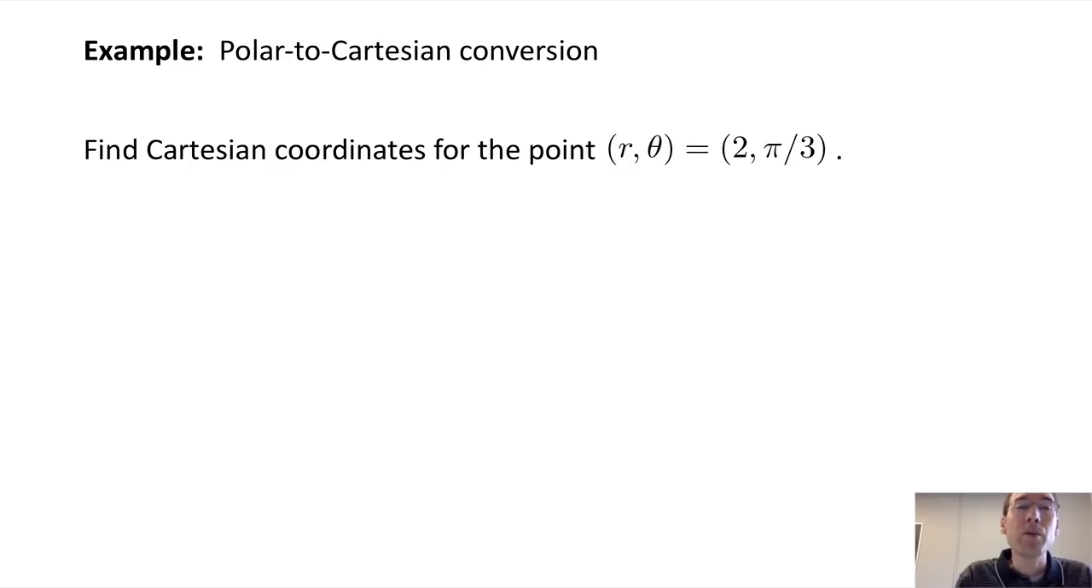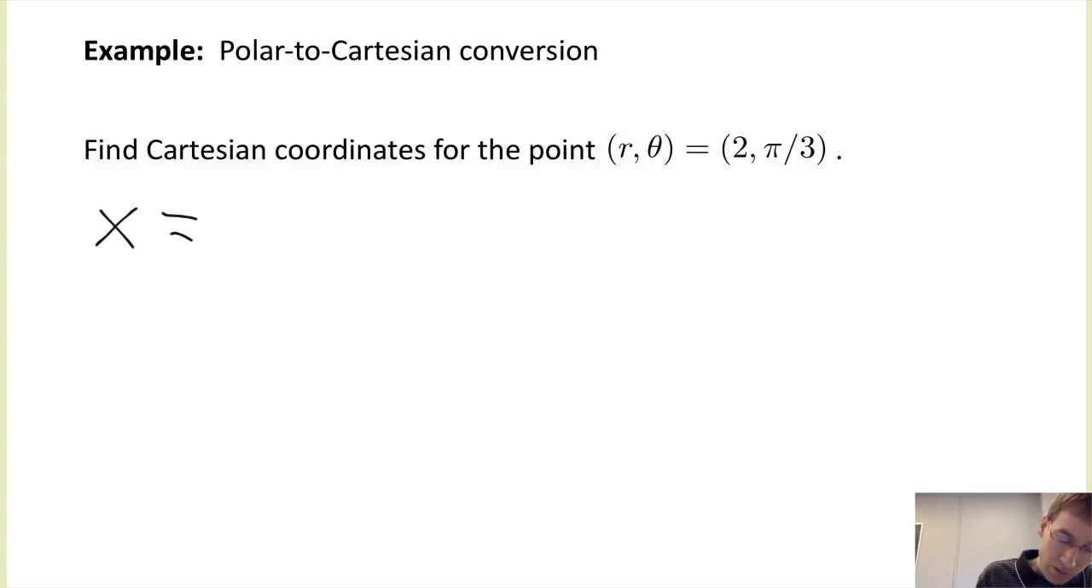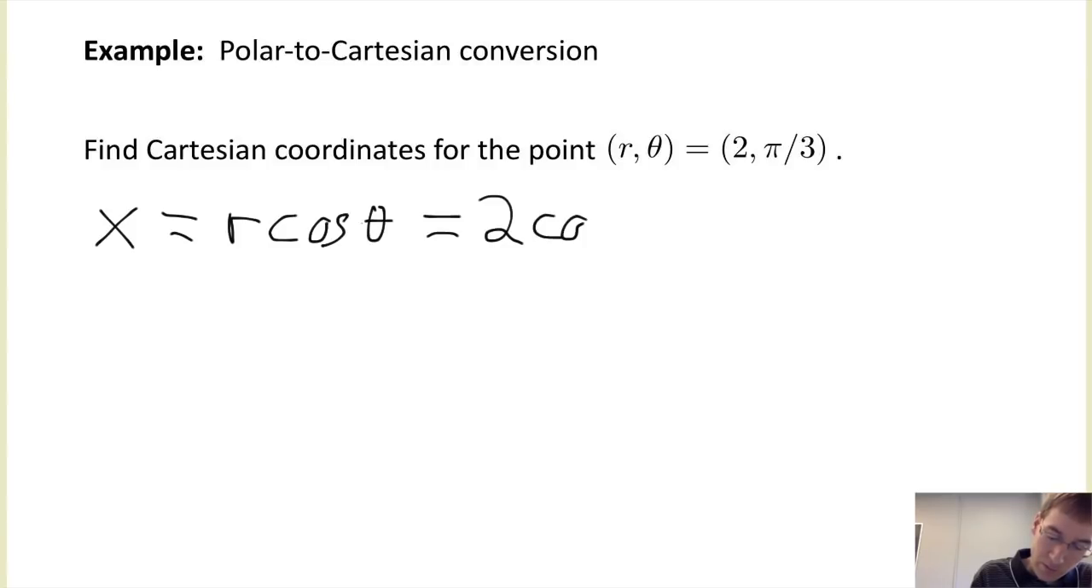In this example, we'll convert from polar to Cartesian, which is very straightforward. We want to find the Cartesian coordinates for the point (2, pi over 3). Well, x equals r cosine theta. In other words, x equals 2 cosine of pi over 3. So x is equal to 2 times 1/2, or 1.